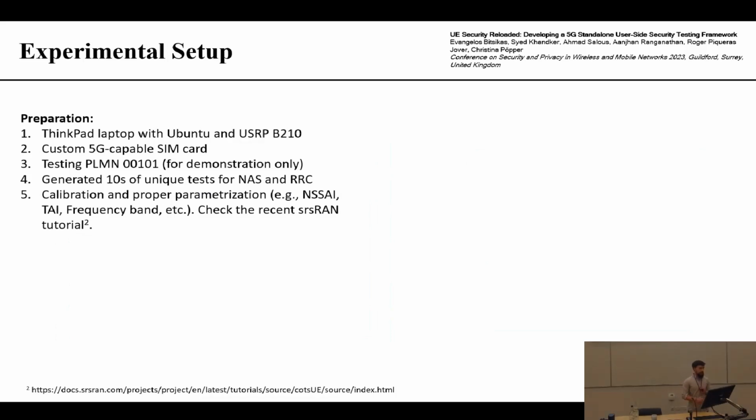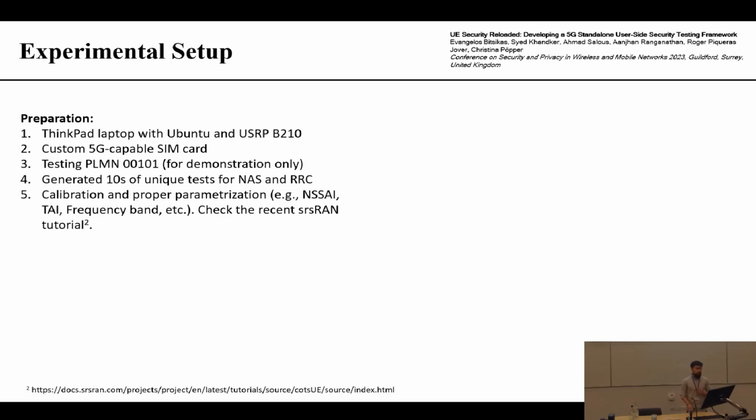Our experimental setup is straightforward. We use a laptop with Ubuntu, USRPs, and a custom 5G capable SIM card. This can be sysmoCom, for example. And for demonstration only, we use the testing PLMN. There is a mistake over there, but yeah. Before testing, we generate all the unique tests for NAS and RRC, and we make sure that there is a calibration and proper parameterization of the network, because it is very important on 5G setups compared to LTE.